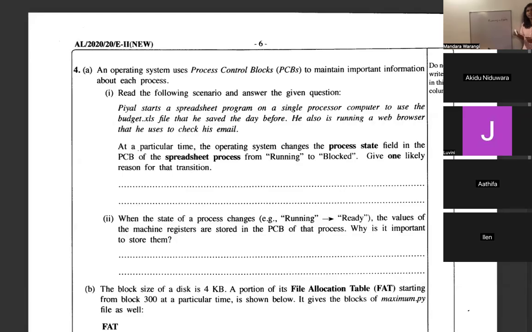Ready means it can be used again. So why do we need to store the details? One reason is that we can know the place where the program stopped when it changed from running to the ready state, and we can start from that specific point where it stopped.